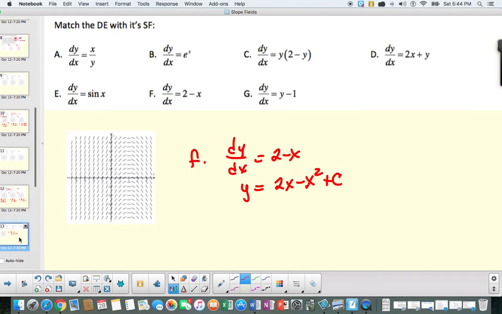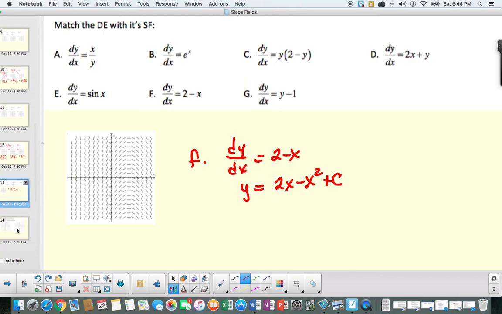Now the only one we didn't talk about was this one. I took this differential equation and actually found the antiderivative, which is a parabola pointing down, and that's what I see right here. So that's why I was able to assign that one.